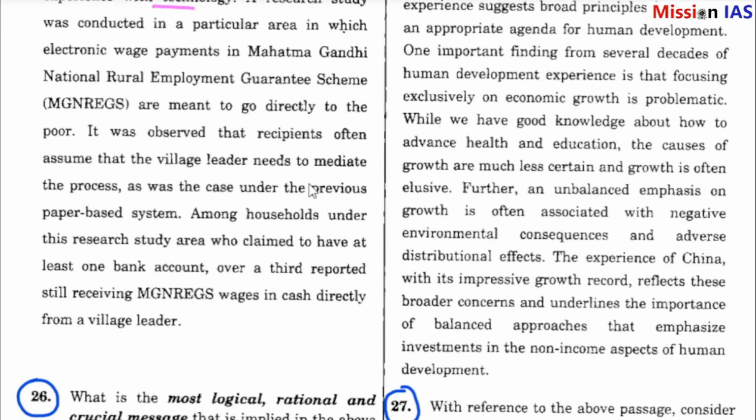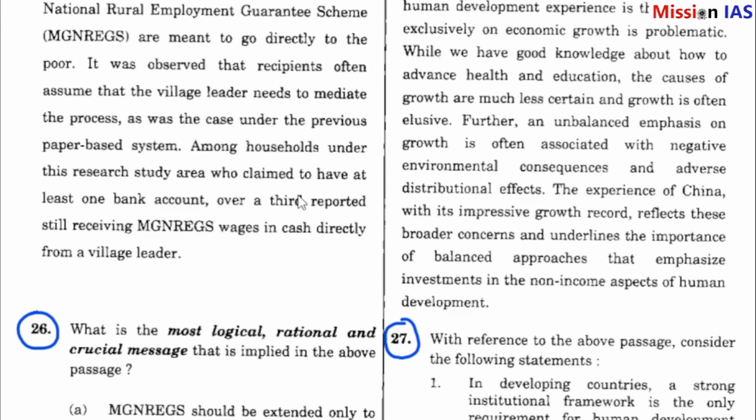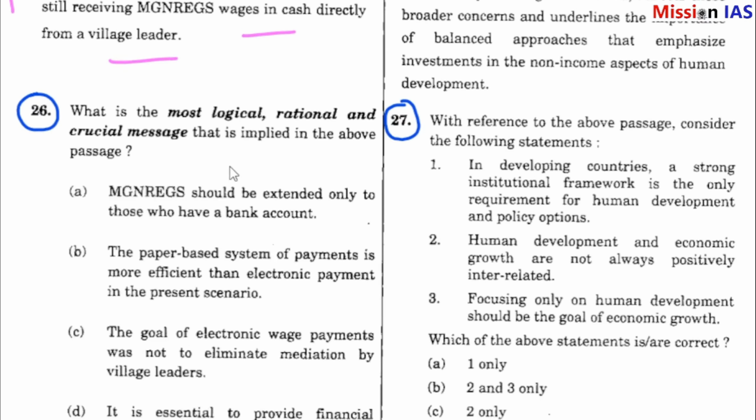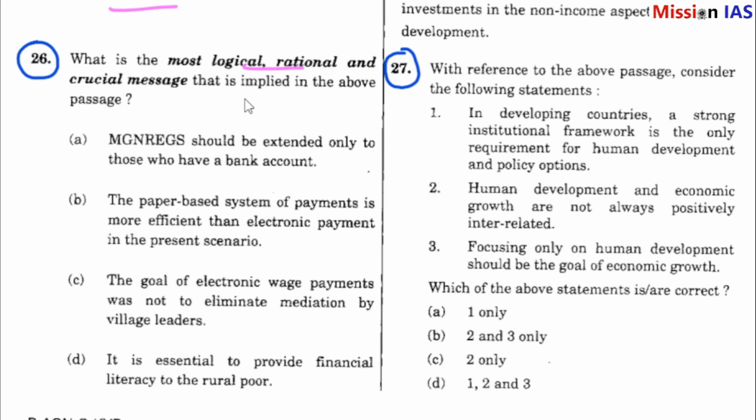It was observed that recipients often assume that the village leaders need to mediate the process, as was the case under the previous paper-based systems. Among households under this research study area who claim to have at least one bank account, every third reported still receiving MGNREGS wages in cash directly from a village leader. What is the most logical, rational and crucial message that is implied in the above passage?